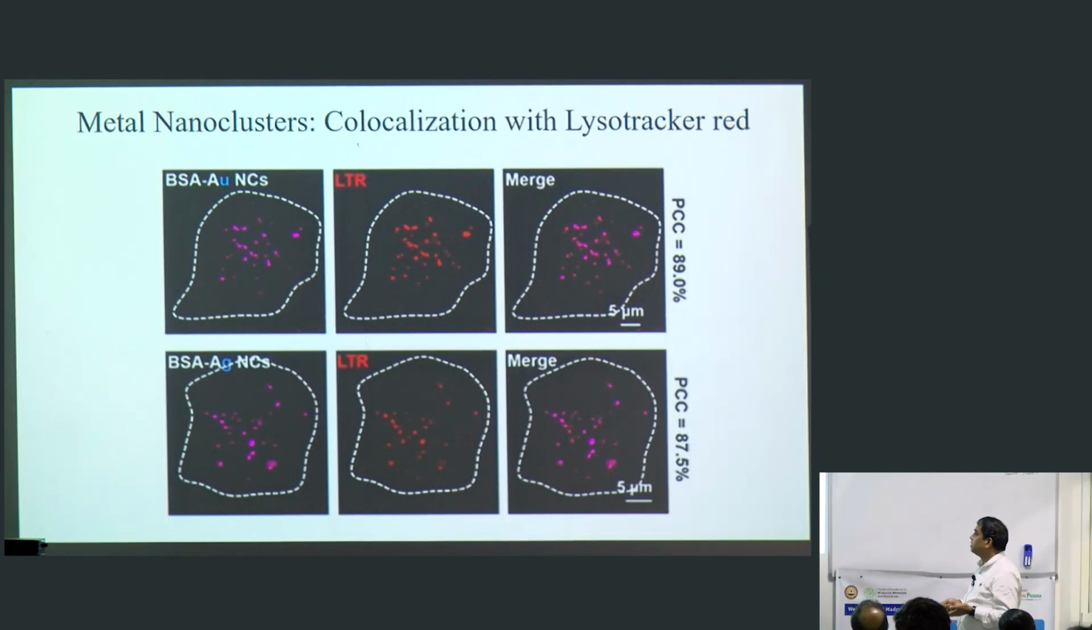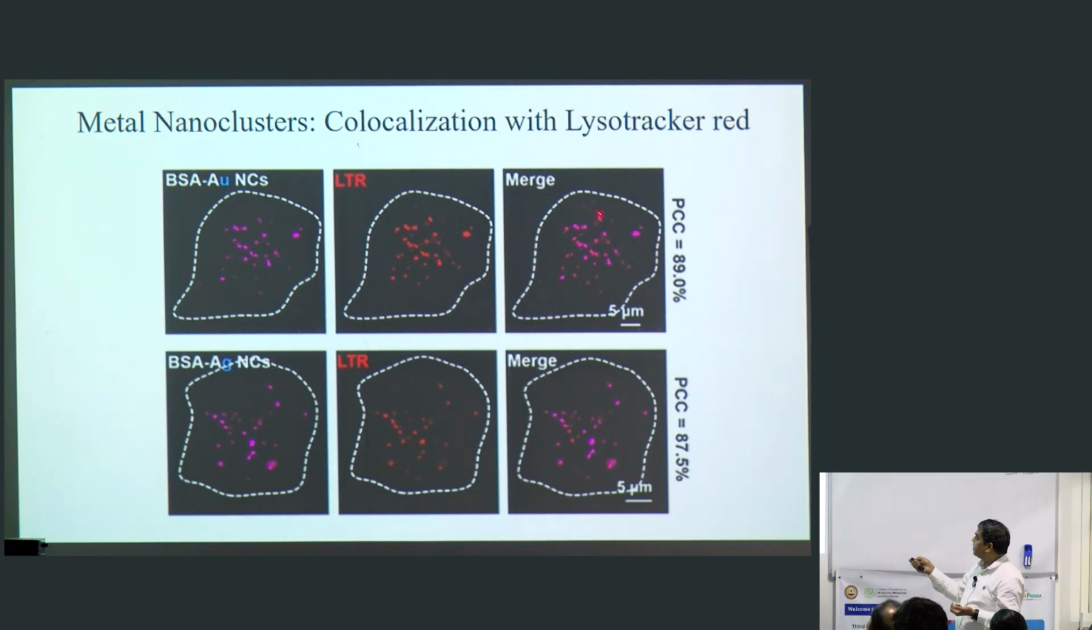So first we stain them with the lysosomes, and then we capture the images. You can see here, this is a simple confocal image. I will come to the super resolution image as well. What we checked first is whether these nanoclusters are really staining the lysosomes or not. So we did the co-localization with a commercially available dye called LysoTracker, which is in the red region, and some of them also in the far red region.